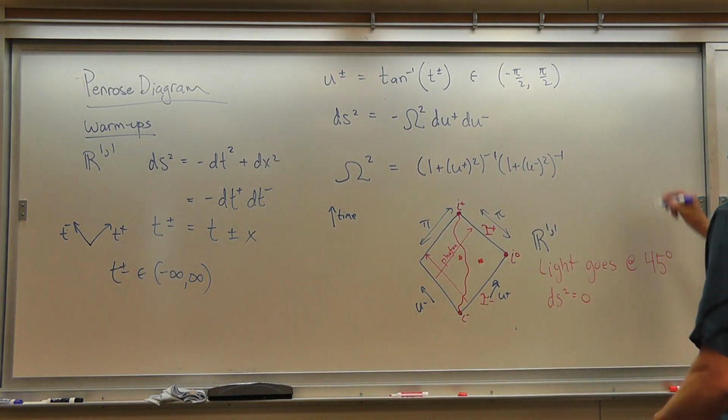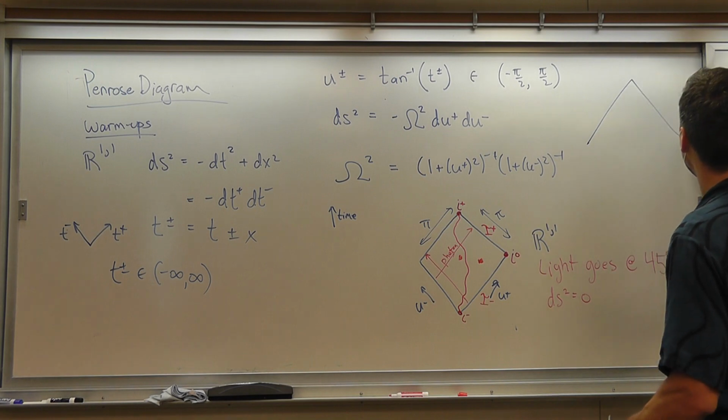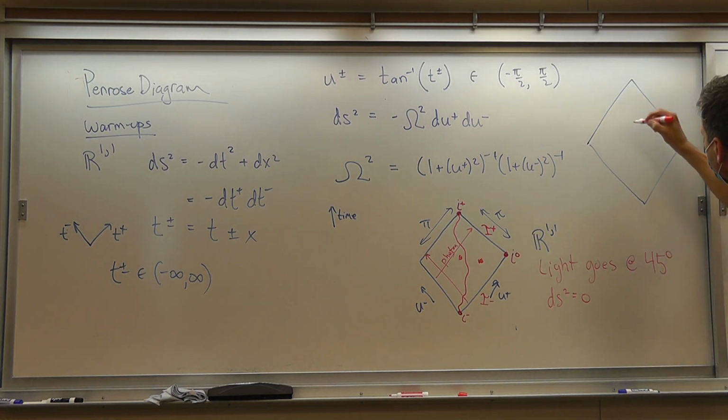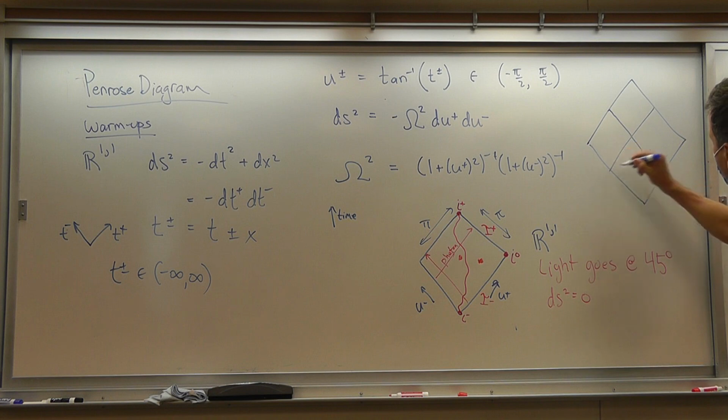Because, let me draw a new picture quickly. So, Rindler space, we can draw in this diagram as the wedge on the right. Good. So we're just kind of squishing the usual diagrams all onto one page.